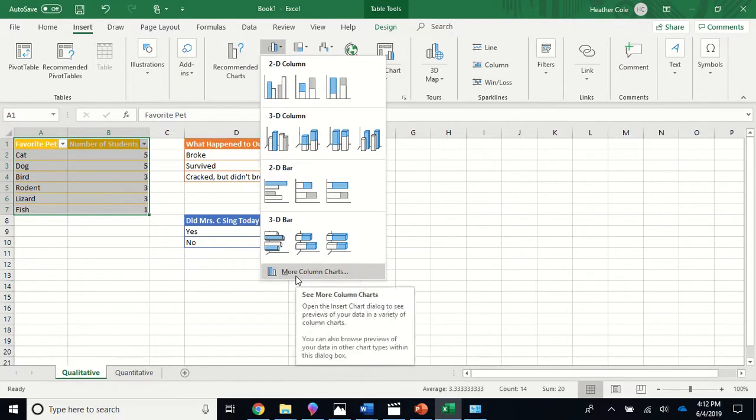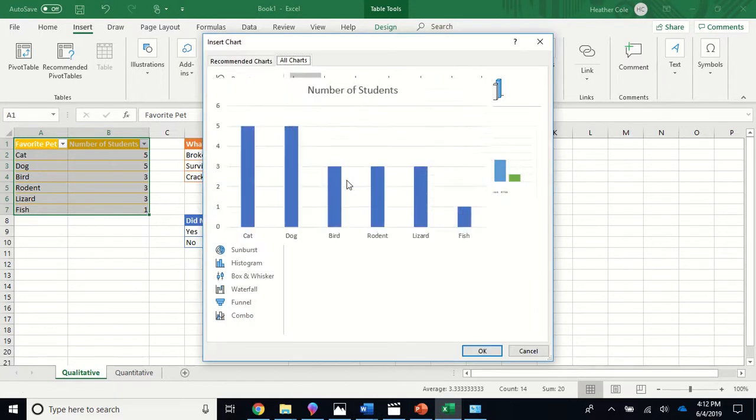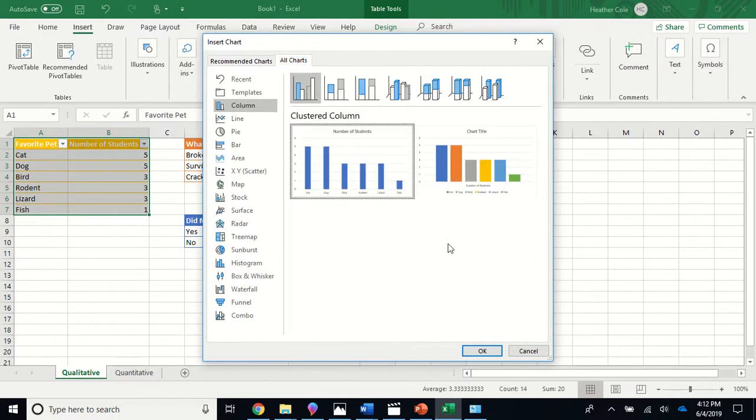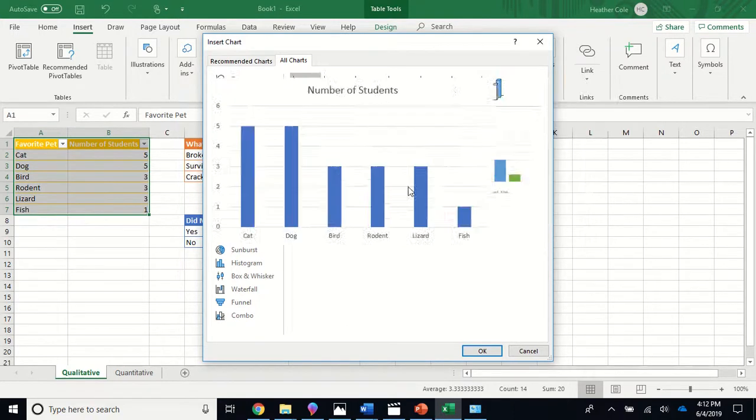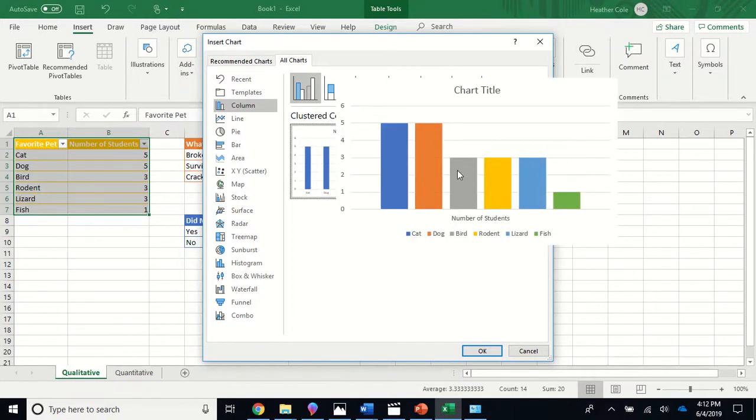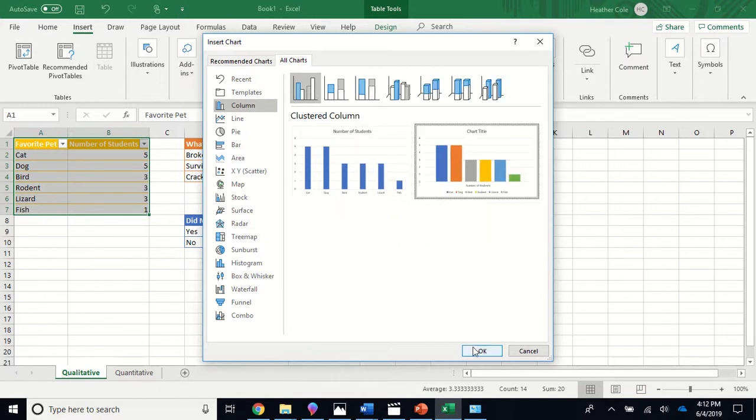I'm going to look for more column charts. So I'd really like basically this. That looks pretty good. What I'm looking for is the information that I'd like, and I want really straightforward bars. In this case, they're calling it a column chart, but it's the same thing. I'm choosing that one because it's colorful.